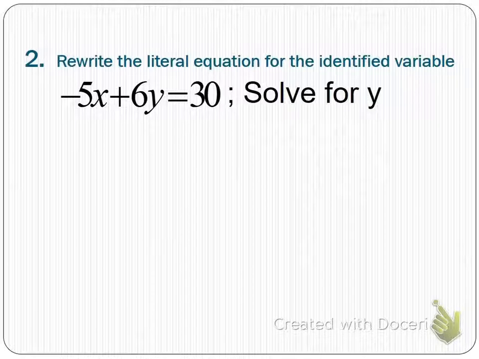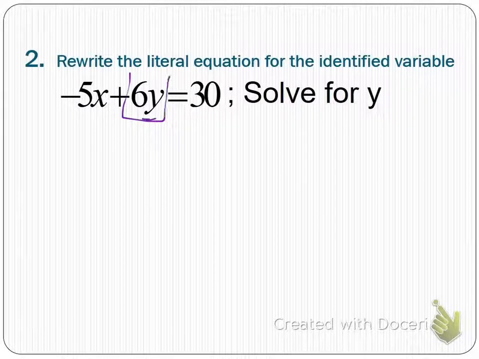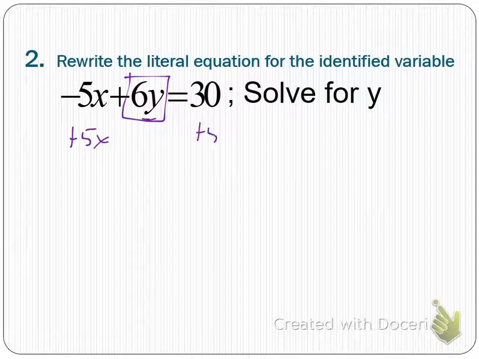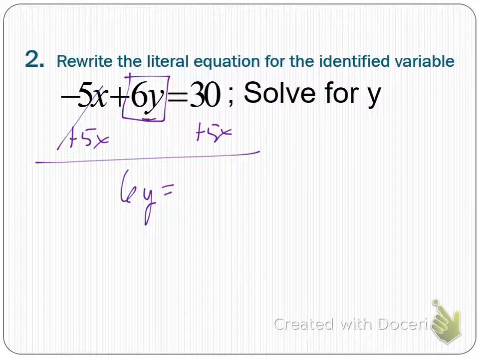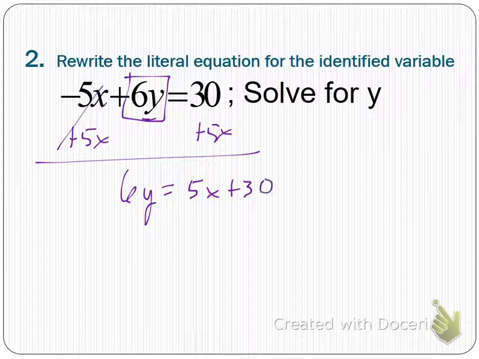Okay? So, again, here's the y. This is the term that has the y in it. So we need to undo this negative 5x first. We've got to undo stuff around it first. Negative 5x plus 5x is 0, leaving us with 6y equals, again, you cannot combine 30 and 5x. So just bring down the 5x and the 30.